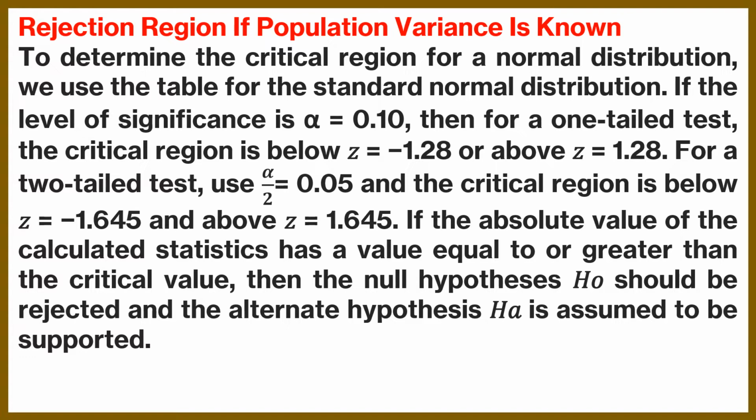So if the absolute value of the calculated statistic has a value equal to or greater than the critical value, then the null hypothesis should be rejected and the alternative hypothesis is assumed to be supported. So i-reject natin yung null, i-accept natin yung alternative hypothesis.